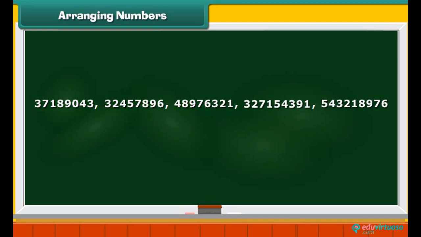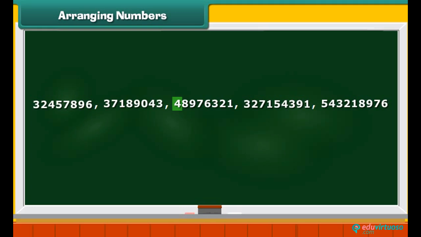The first two begin with digit 3. Their second digits are 7 and 2. 7 is greater than 2. Therefore, 37189043 is greater than 32457896. Interchange the numbers.